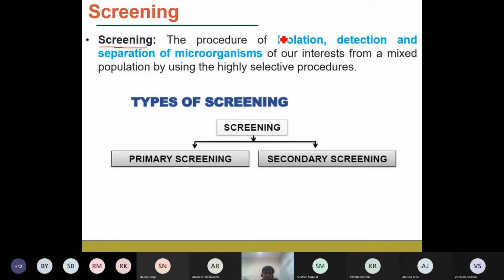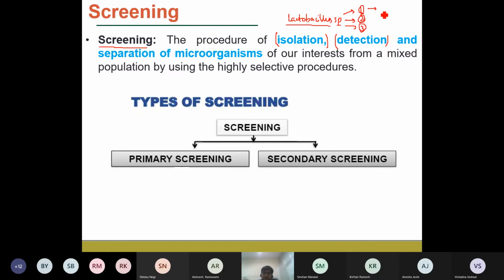Screening is a procedure of isolating, detecting and separating the microorganisms of your interest. So we know, for example, in milk we have a lot of different bacteria of the lactobacillus species. When you have a mixture of different microbes, the lactobacillus species can be one or two or three different types of mixtures, suppose.